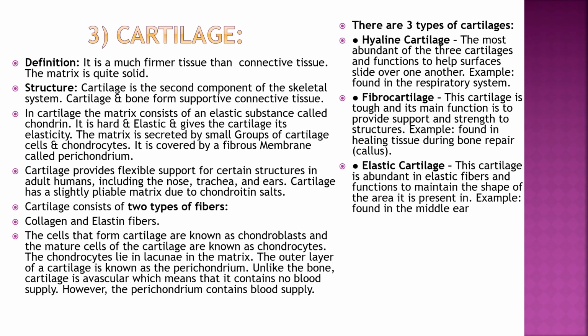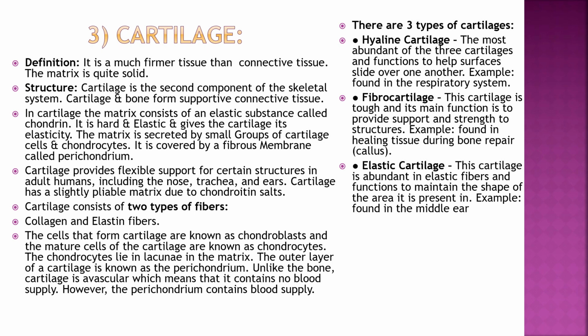The matrix is secreted by small groups of cartilage cells, the chondrocytes. It is covered by a fibrous membrane called perichondrium. Cartilage provides flexible support for certain structures in the adult human, including the nose, trachea, and ear. Cartilage has a slightly pliable matrix due to chondroitin salts. Cartilage consists of two types of fibers, collagen and elastin fibers.